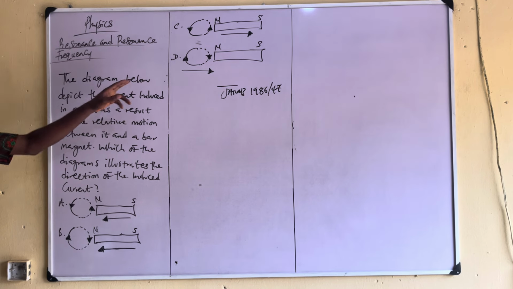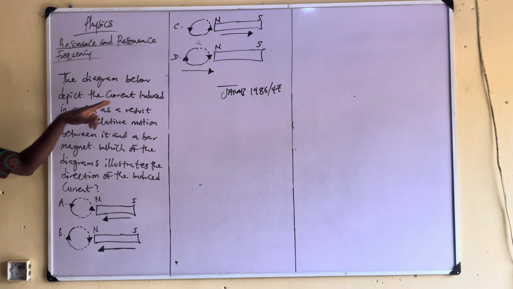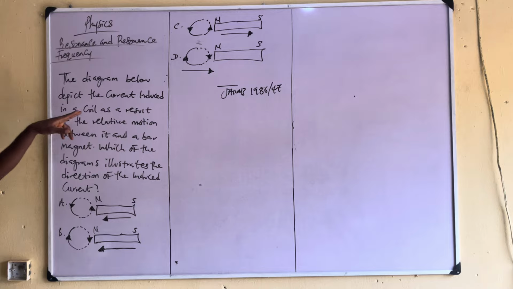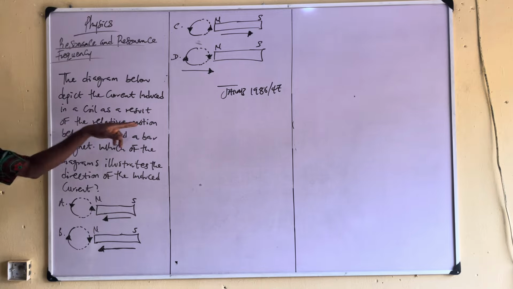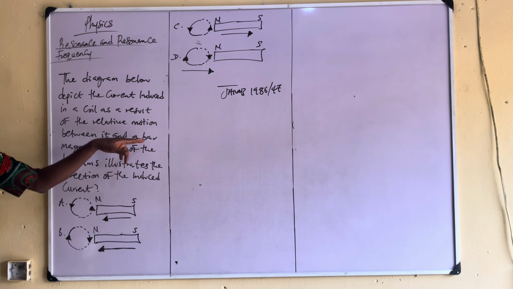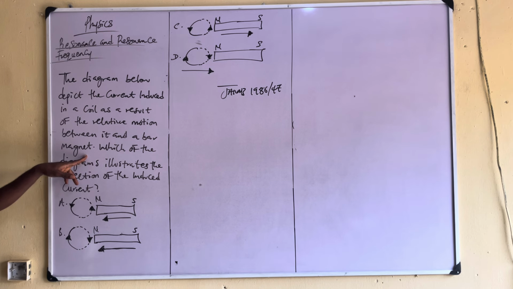The diagram below depicts the current induced in a coil as a result of the relative motion between it and a bar magnet. Which of the diagrams illustrates the direction of the induced current?